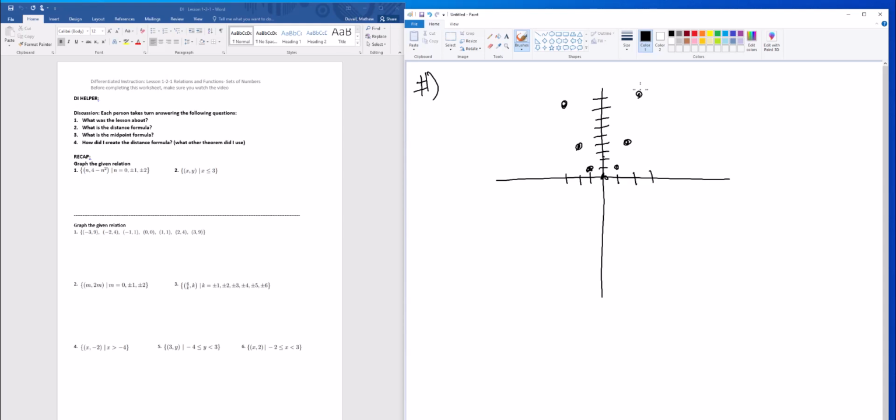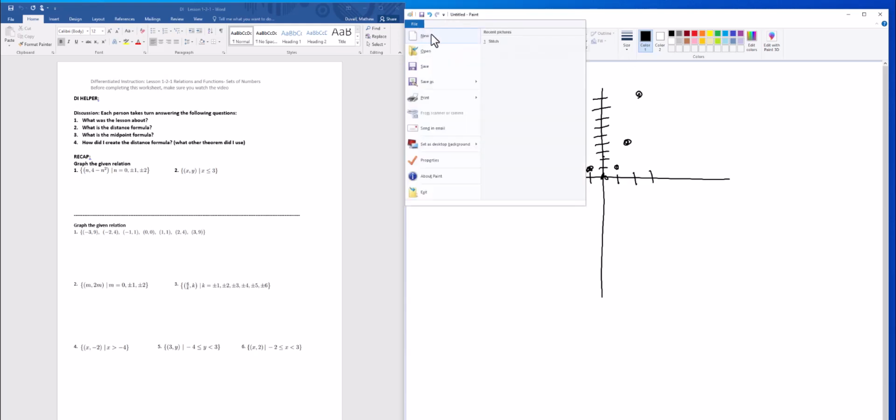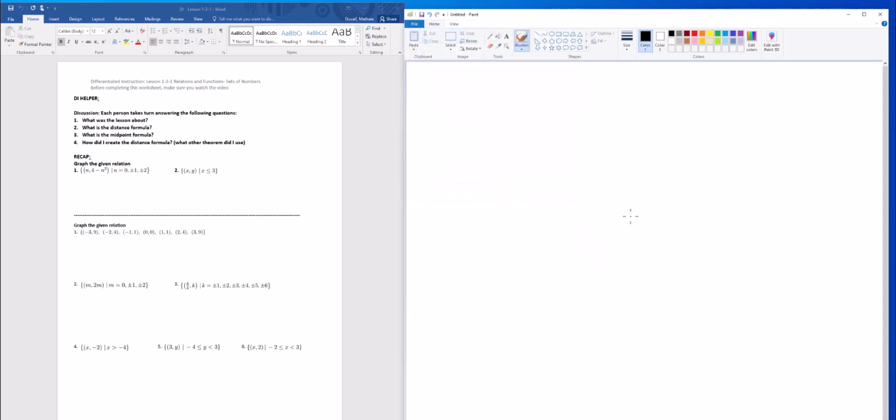We do not connect them. It is not an equation. It's just individual points. And so we don't go through and we don't connect those. Let's go over another one. Let's look at number 2.